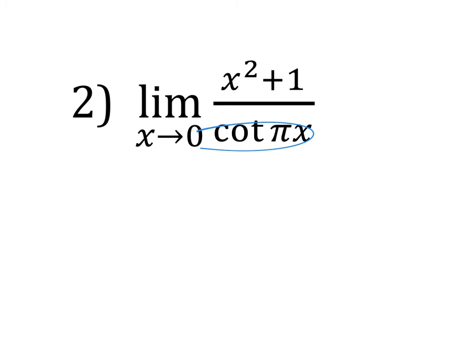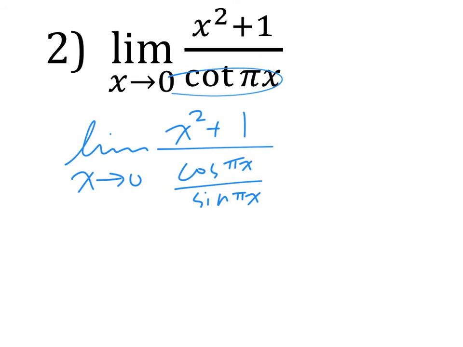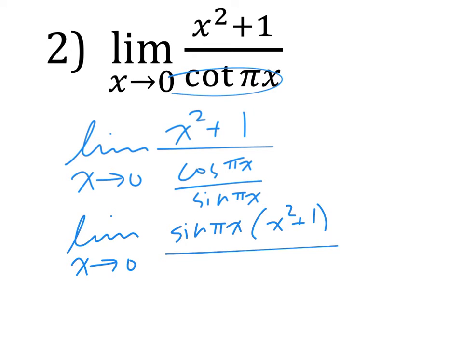Yes. Cotangent. Did you do something with cotangent too? Yes. Okay, you gotta try. You gotta try. Can you show us? No. Cotangent is what? Cosine over sine. All right. So we don't want to give up. We want to try as much as we can, okay? So this is cosine pi x over sine pi x. Now what? Plug it in. Let's simplify it first. Okay, so sine pi x times x squared plus 1 over cosine pi x. Now what?